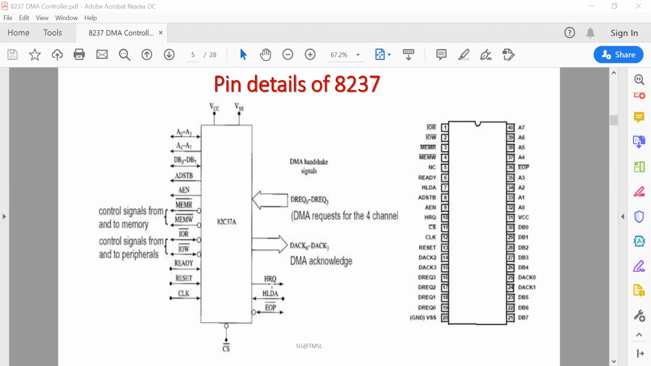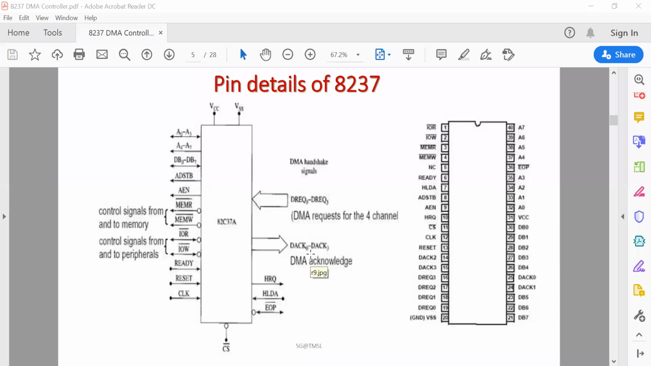HRQ, the hold request line, is an output pin used to request the control of the system bus from the CPU. If the corresponding mask bit is not set, every DREQ to the 8237 will issue a hold request signal, HRQ, to the CPU. This is connected either to the hold pin in the minimum mode of the 8086 microprocessor, or to the RQ bar/GT bar, request grant, pin in the maximum mode of the 8086 microprocessor.